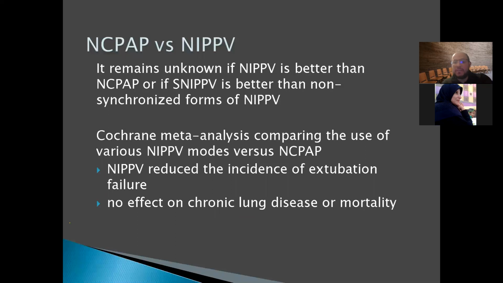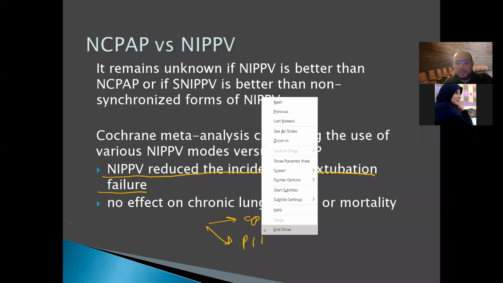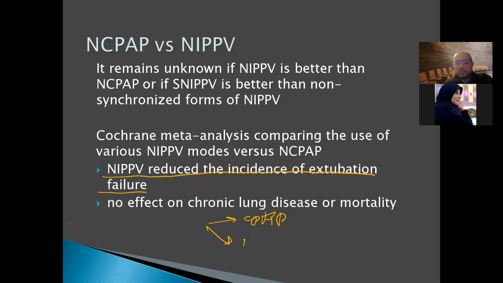And their conclusion is NIV reduces the incidence of extubation failure. What does it mean? If you have two micro-preemie babies, one you place on CPAP, and the other one you place on NIPPV, the chance that your baby fails extubation is higher on CPAP than on NIV, based on their conclusion. So if you have a tiny baby, you would rather extubate the baby to NIV first than to CPAP to increase the chance of successful extubation.